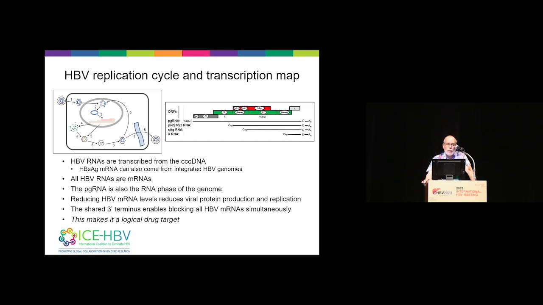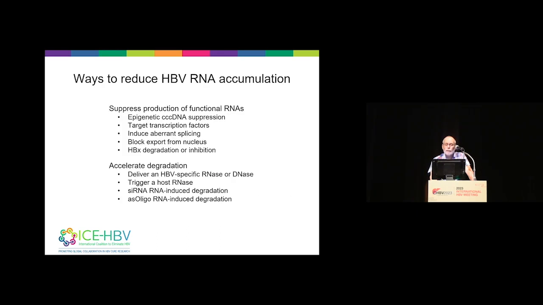One of the nice things about HBV as far as these types of targeting agents goes is that all of the messenger RNAs are 3' coterminal, which means there's this region right here, if I remember correctly around 700 nucleotides, that if you target with an RNA degrader or an RNA blocker, you're going to hit every single one of the viral RNAs. Consequently this makes it a very logical drug target, and the pharmaceutical industry has not overlooked that obvious conclusion.